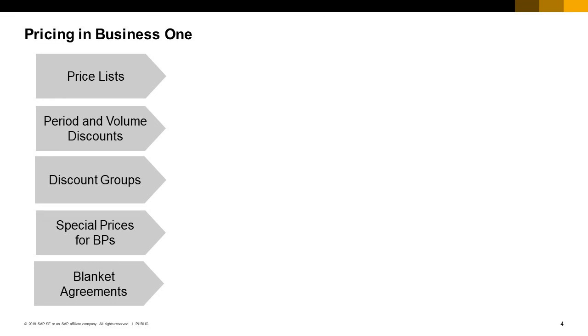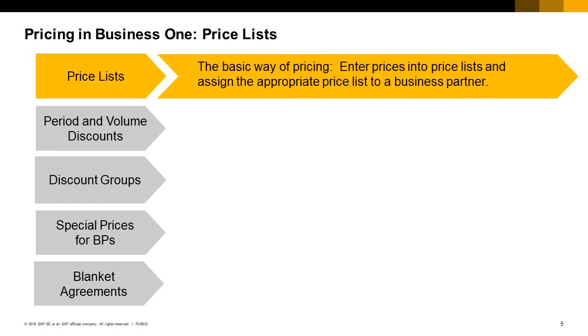That is why SAP Business One has several ways to handle pricing. Let us look at some of the different tools available to set up pricing. In SAP Business One, we have price lists, period and volume discounts, discount groups, special prices for business partners and specific blanket agreements. The first and most basic way of pricing is price lists.